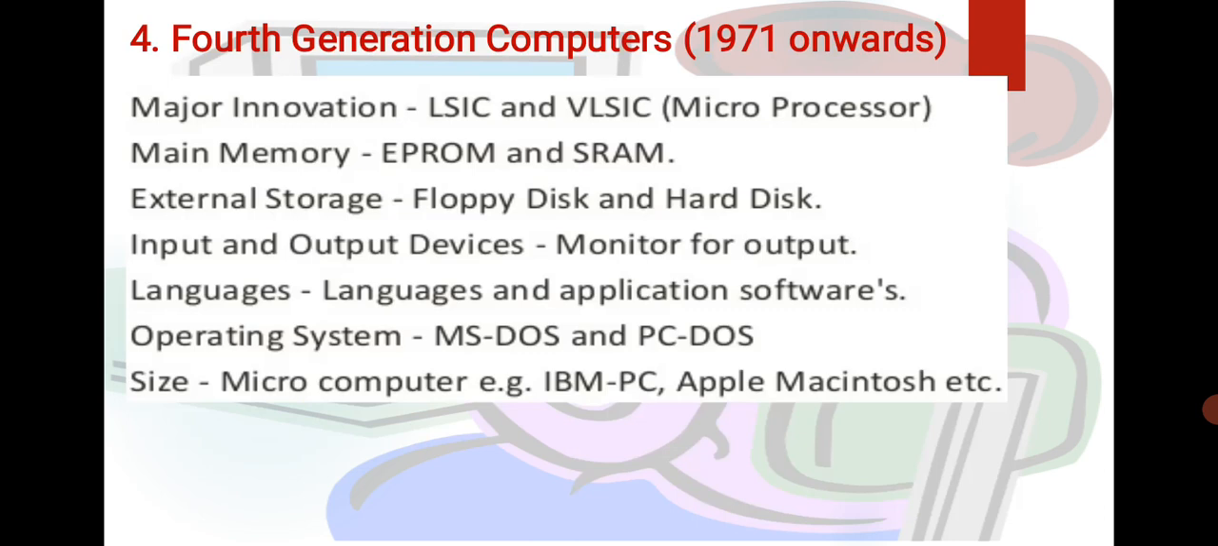External storage: floppy disk, hard disk. Input and output devices invented during this period are keyboard and monitor. Languages, that means the programming languages used in the fourth generation of computer are high level languages and application softwares. Operating system: MS-DOS as well as PC-DOS. Size: microcomputer. During this period the invention of microcomputer has taken place, and micro means size is much smaller as compared to first and second generation of computer. Examples: IBM PC, Apple Macintosh.